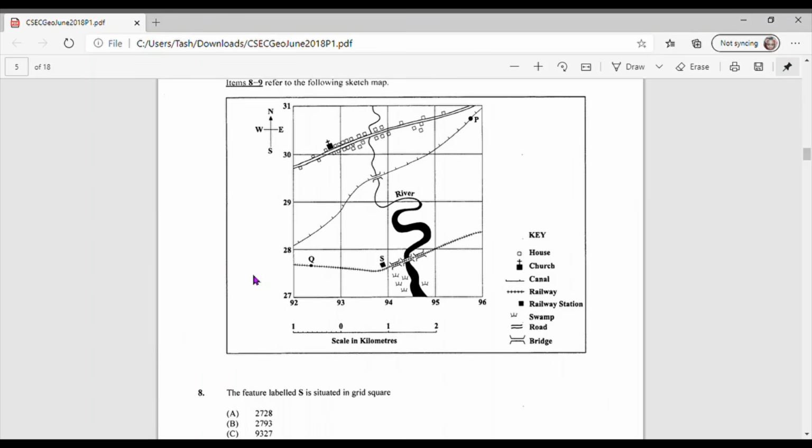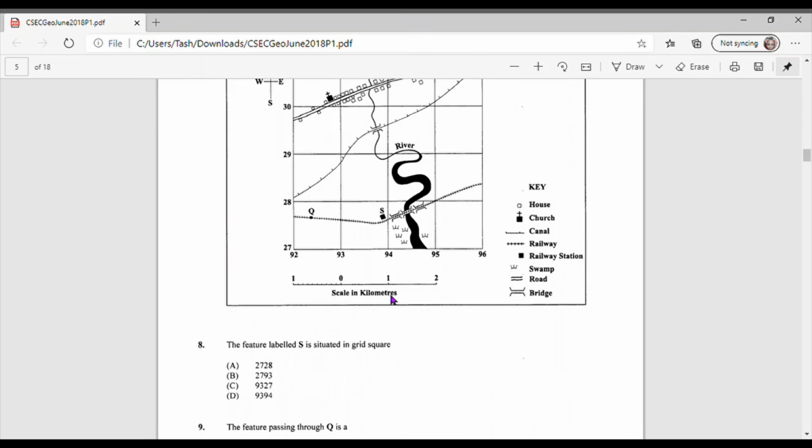Items 8 to 9 refer to the following sketch map. Let's look at items 8 to 9. The feature labeled S is situated in grid square. So we're looking for S. Here it is. And to do the grid, it's a 4-figure grid, so you're basically using capital letter L. So this is 9327. So that's what we're looking for in the response. Number 8, 9327, that is letter C.